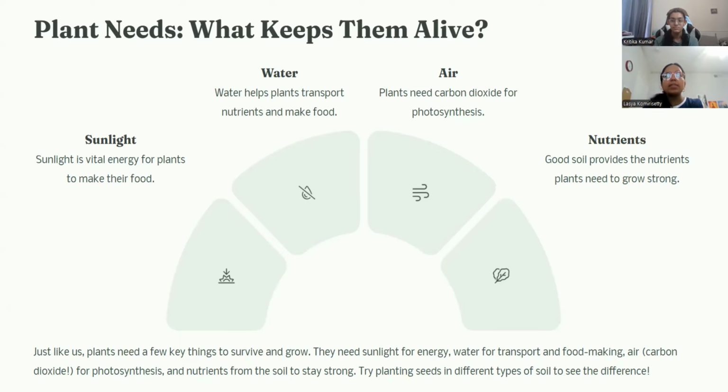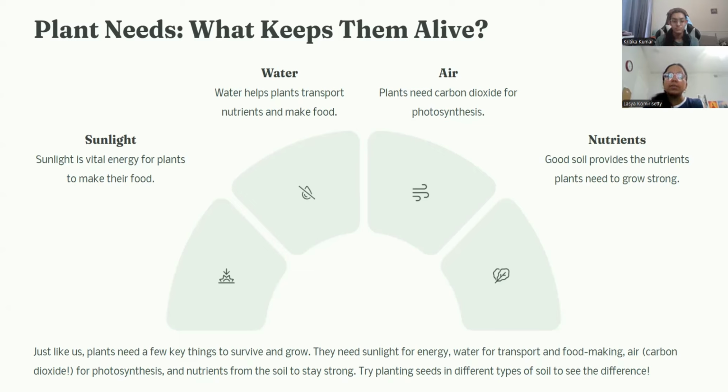Air. Plants need carbon dioxide for photosynthesis. And like we talked about before, photosynthesis needs carbon dioxide to make food for the plants. Nutrients. Good soil provides the nutrients plants need to grow stronger and healthier.